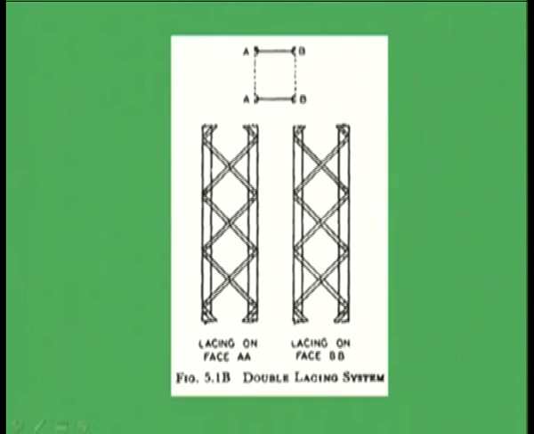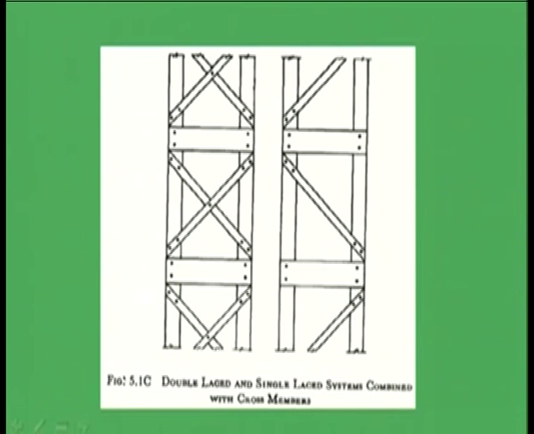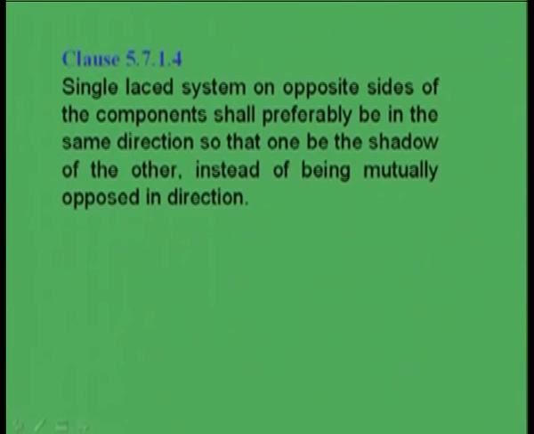That means, in the case of a double lacing system, face AA should look like this and face BB should look like this, and the cross member, when we are going to use it, should be like this. So, when a cross member is required and double laced and single laced systems are combined with the cross member, it should look like this.